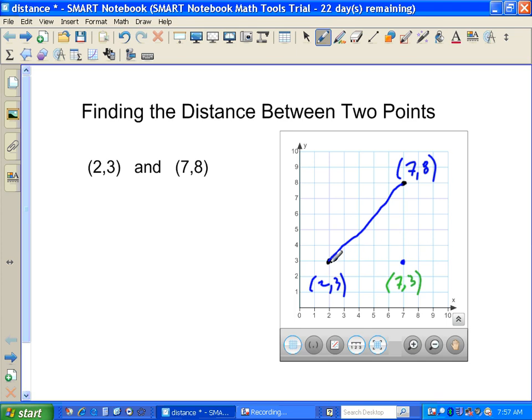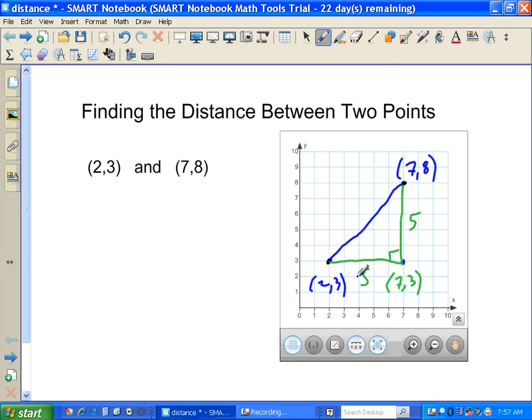Could we figure out how long this side length is right here? We can certainly tell the length of this side. We're going from 2 to 7, so 7 minus 2, that side's 5. This side right here, well, we're going from 8 down to 3. That looks like 5 also. Notice what we've made is a right triangle.